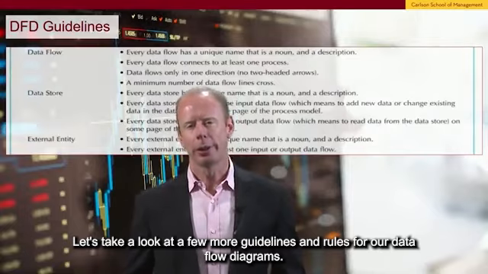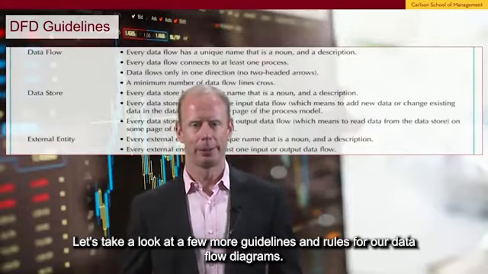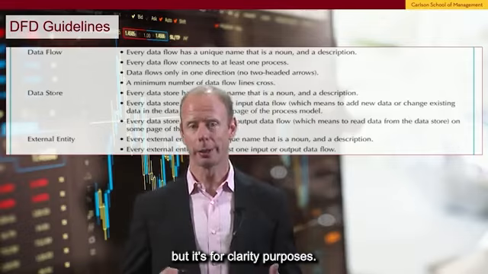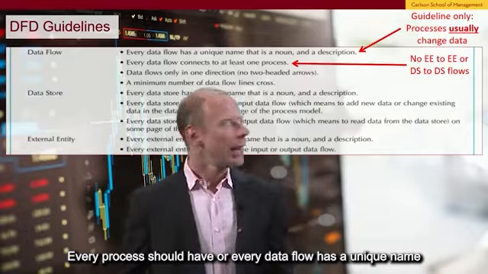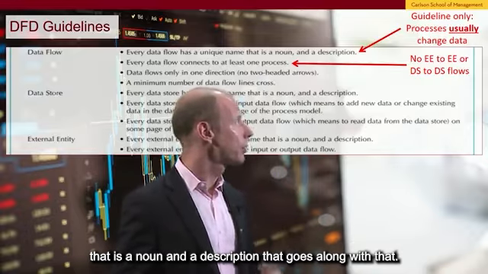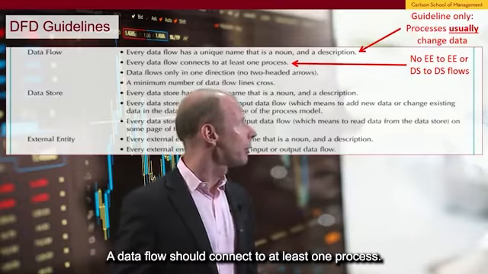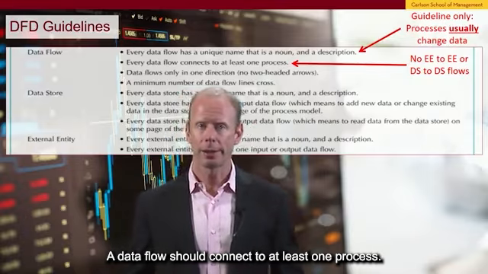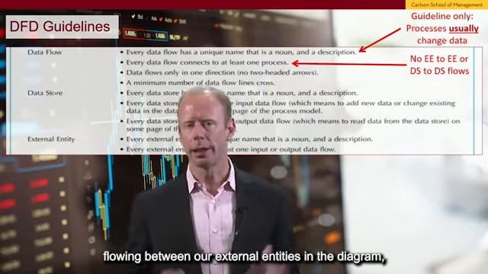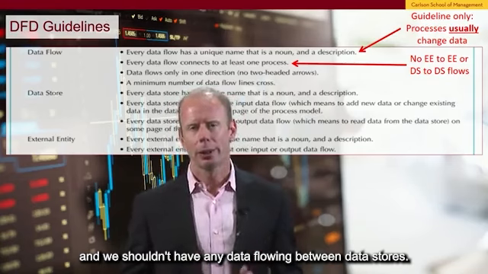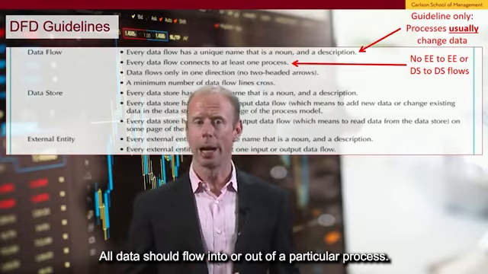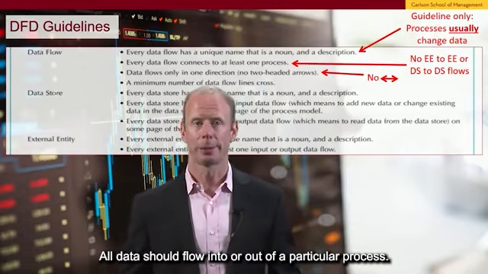Let's take a look at a few more guidelines and rules for our data flow diagrams. Again, the goal of all of these is not to be legalistic, but it's for clarity purposes. Every data flow has a unique name that is a noun and a description that goes along with it. And a data flow should connect to at least one process. That basically means that we shouldn't have any data flowing between our external entities in the diagram, and we shouldn't have any data flowing between data stores. All data should flow into or out of a particular process.